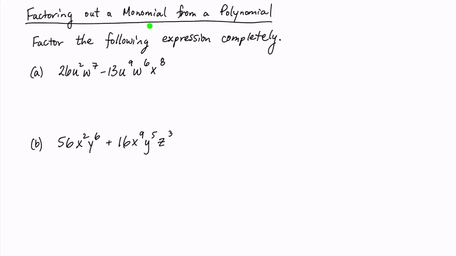Factoring out a monomial from a polynomial. We're going to factor the following two expressions completely. Notice there is an operation in between, and so when we factor this out, we're going to take advantage of the distributive property. The first step is to find the greatest common factor of the two terms.